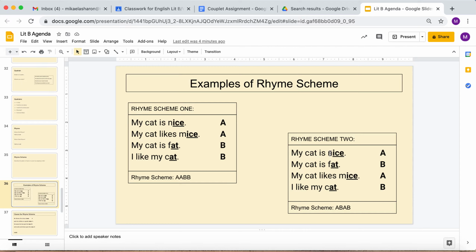Okay, another type of rhyme scheme here. This poem says, my cat is nice, my cat is fat. My cat likes mice, I like my cat. So we have the rhyme ice here, but they're in different places. This time it's line 1 and 3 that rhyme. So line 1 is A and line 3 is A. And fat and cat, that at sound, they rhyme, but that's in lines 2 and 4 this time. So if they're assigned the letter B, this time the rhyme scheme is A, B, A, B, as you can see down here, which is different from this one.